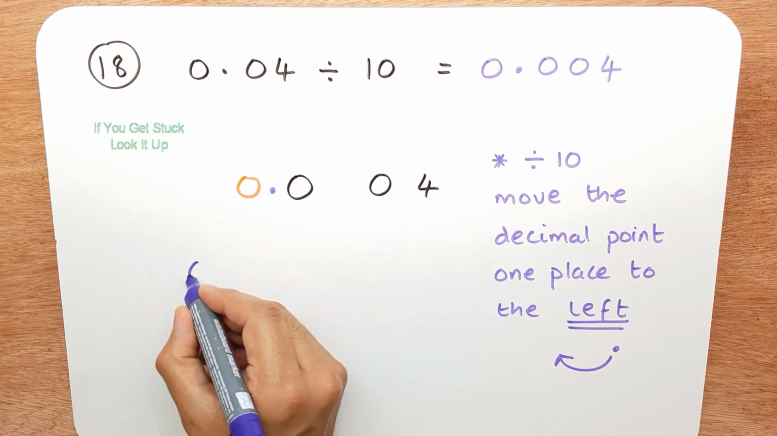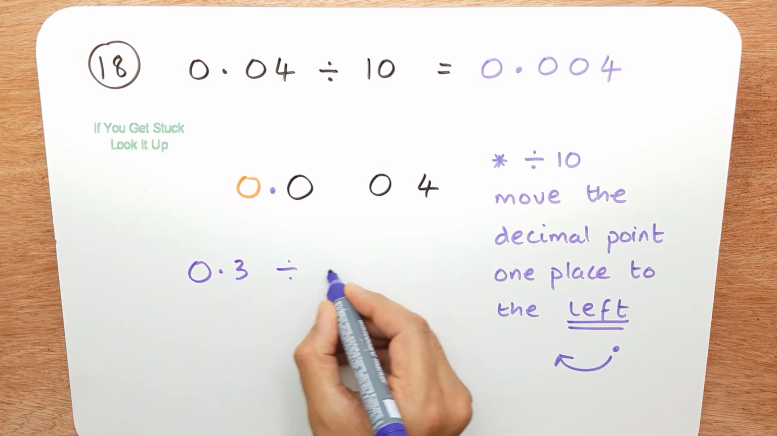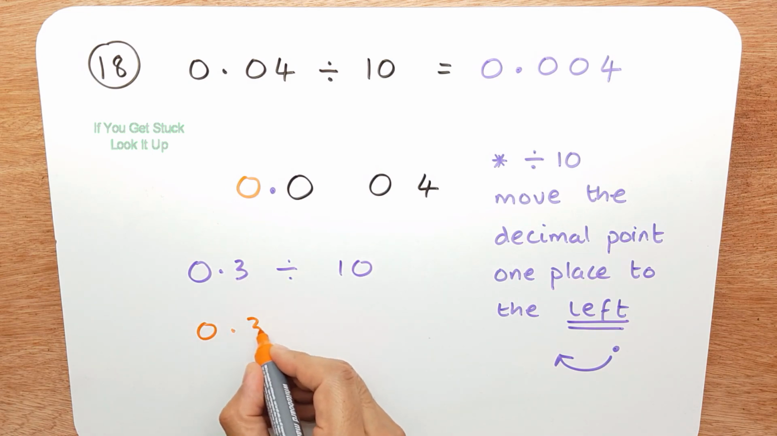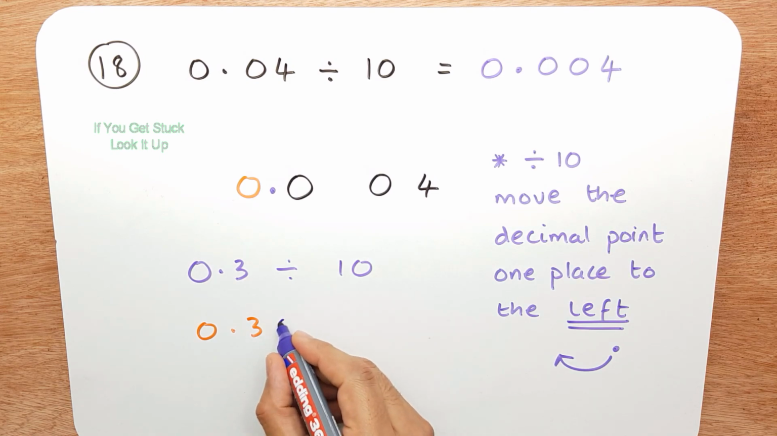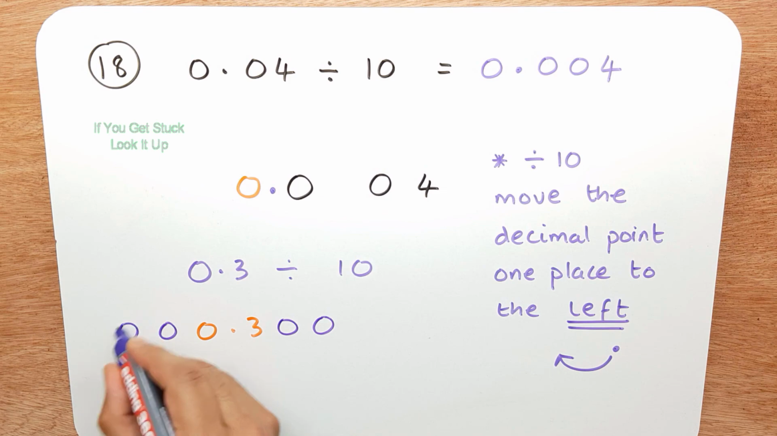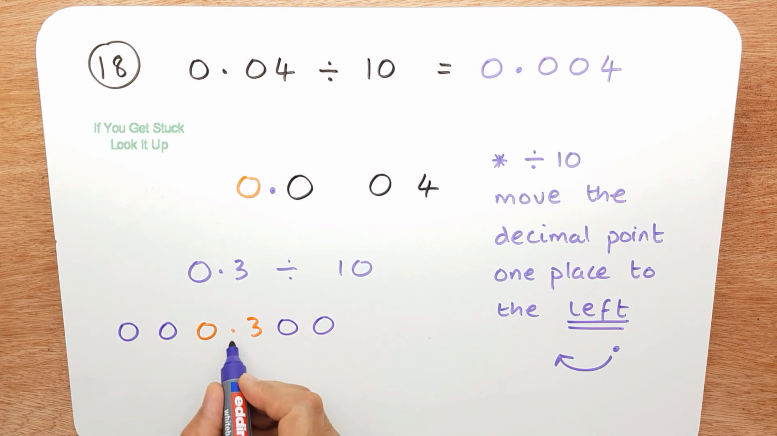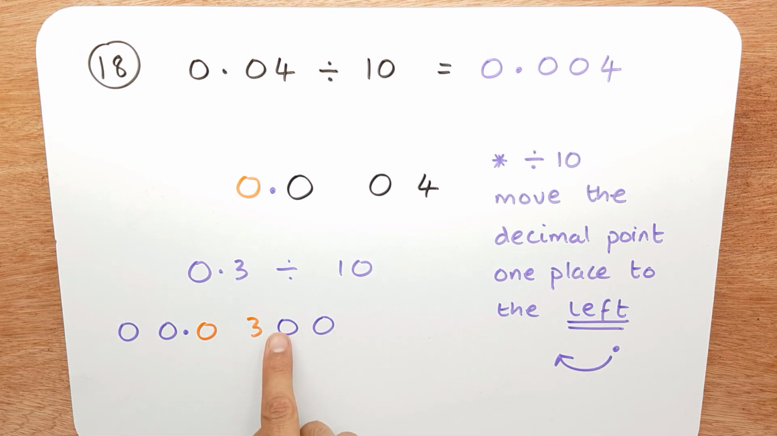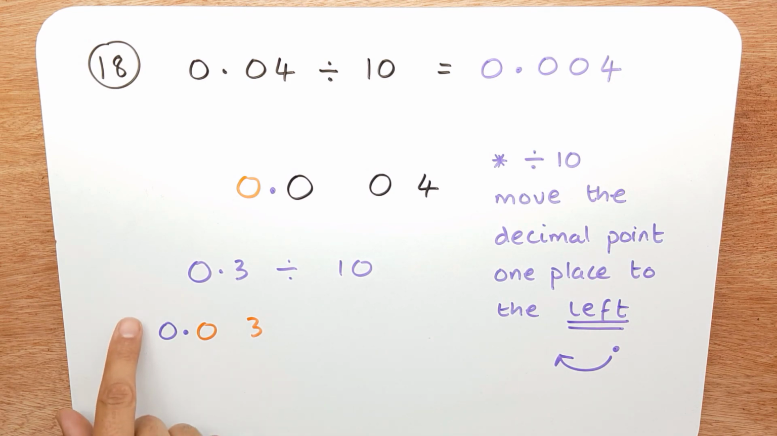So an example, 0.3 divided by 10. So I have 0.3 here. I add 1 or 2 zeros here just to help me. And I move this decimal point back to the left. I remove this. I remove the zeros at the end that I don't need. And I remove this here. I can leave this 0 in, so it's 0.03.